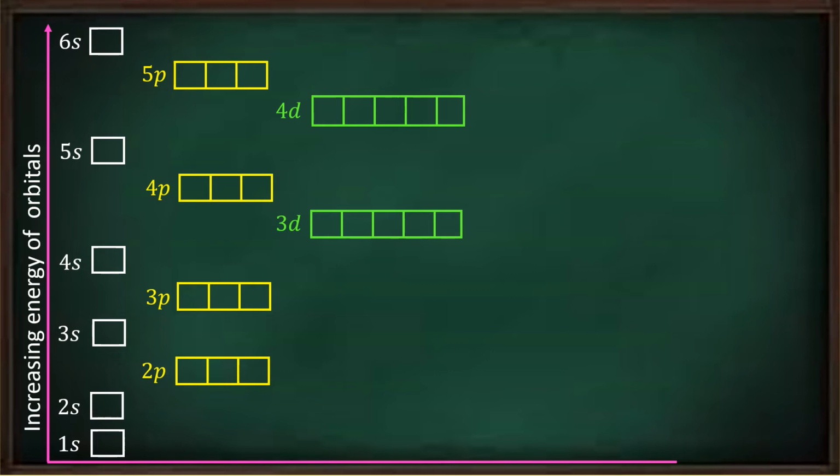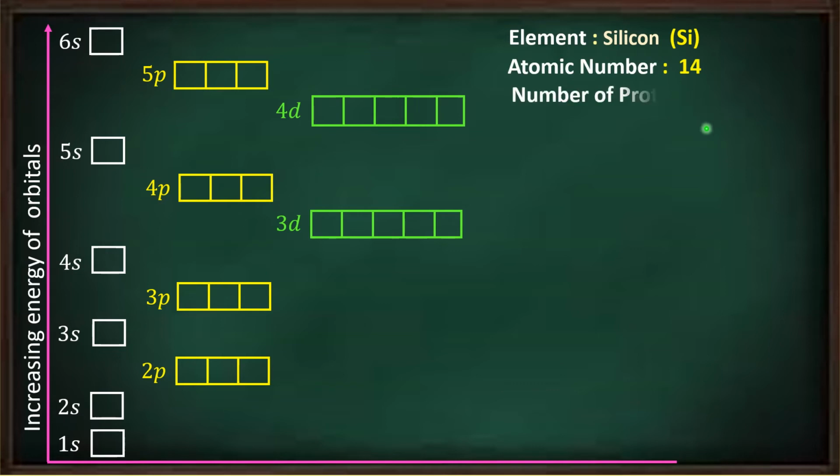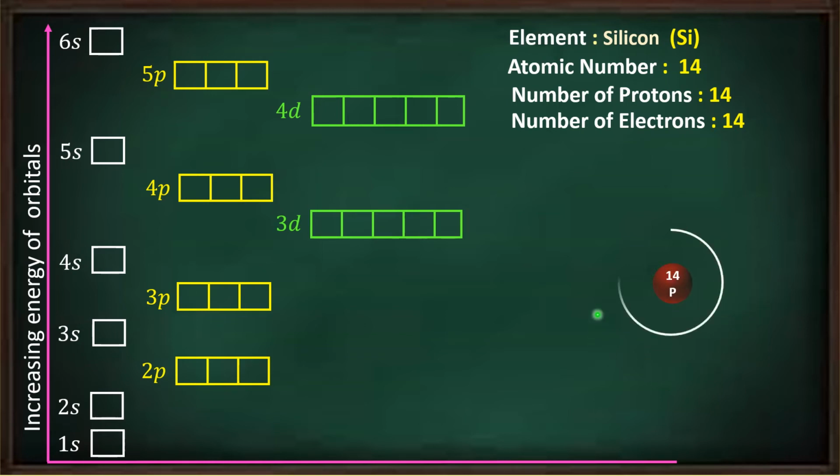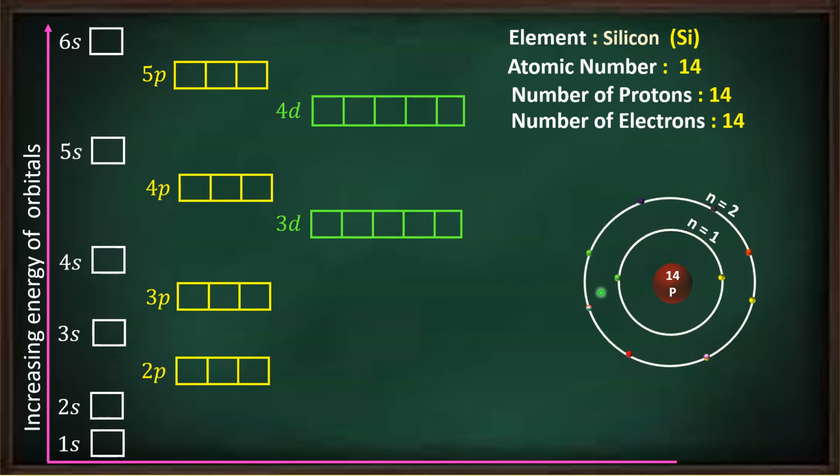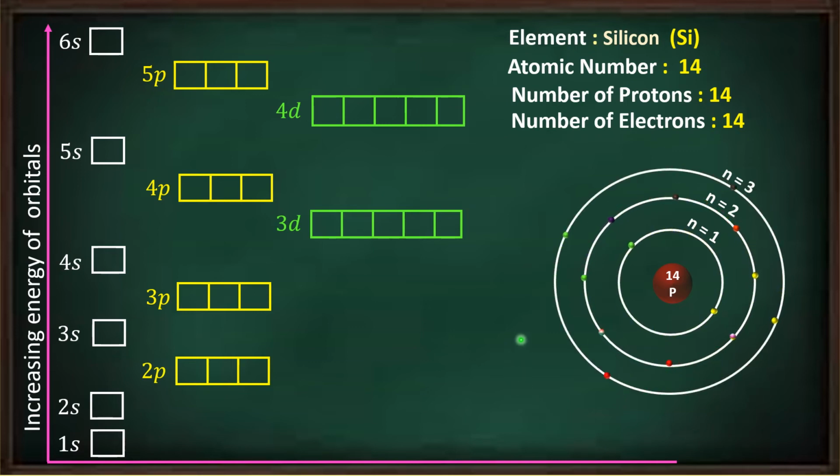Next, the 14th element in the periodic table is silicon, Si. Its atomic number is 14. It has 14 protons in its nucleus and 14 electrons are there. Okay. Now here I am drawing the atomic structure of silicon. 14 protons are there and 14 electrons revolve around the nucleus, 2 in the first orbit and 8 electrons are there in the second orbit revolving, and 4 electrons are there in the third orbit.